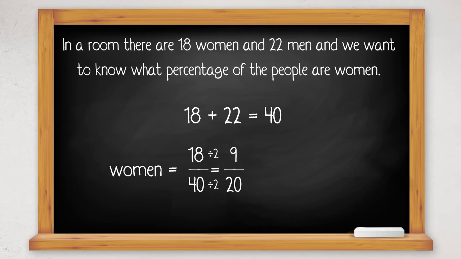Since the denominator of 20 divides exactly into 100, I'm going to use the method of writing the fraction as an equivalent fraction with a denominator of 100. 20 goes into 100 5 times, so since I have multiplied the bottom number by 5, I need to multiply the top number by 5. 9 times 5 is 45. 45 out of 100 is 45%.